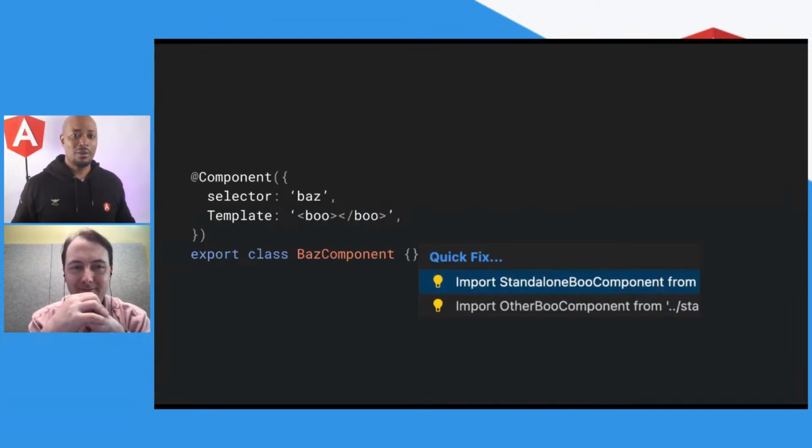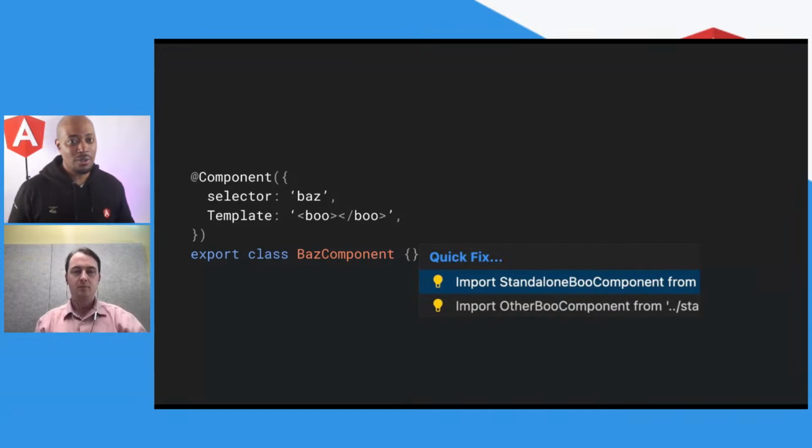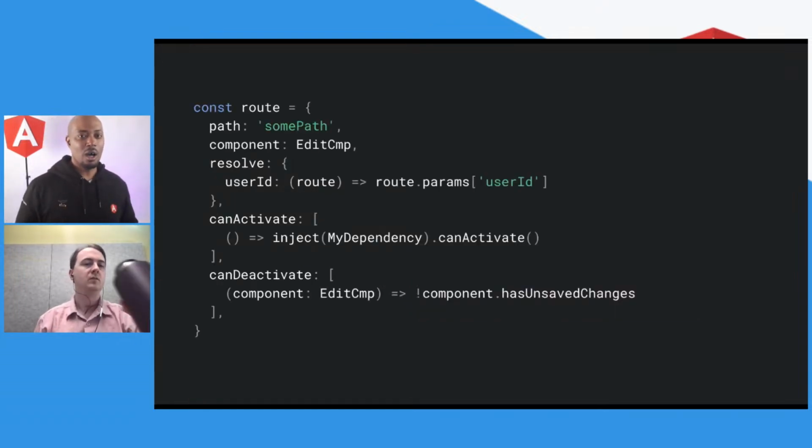Guess what else? The Angular language service has been updated as well. We love this thing. The ALS, in my opinion, is one of our best tooling features. And it got even better because now you can do automatic imports for standalone components. Another place where this is awesome.